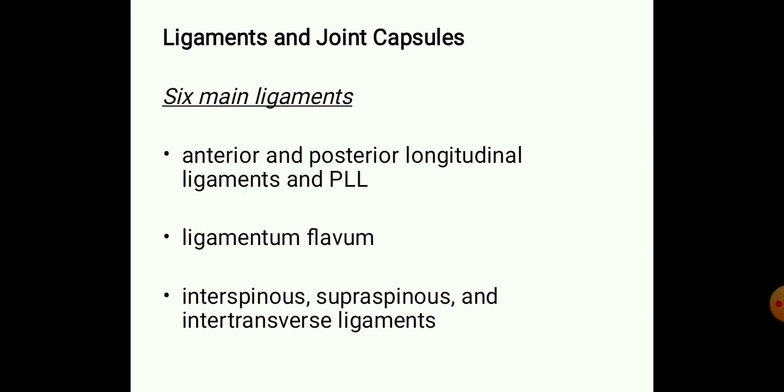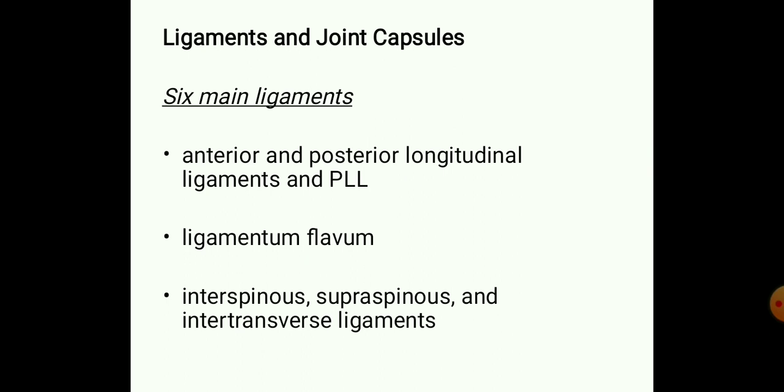In the lumbar region, there are some additional regional ligaments to support the lumbar spine apart from these 6 ligaments. These are the main 6 ligaments which can be found in the vertebral column. There is an anterior longitudinal ligament and a posterior longitudinal ligament. This PLL represents the posterior longitudinal ligament.